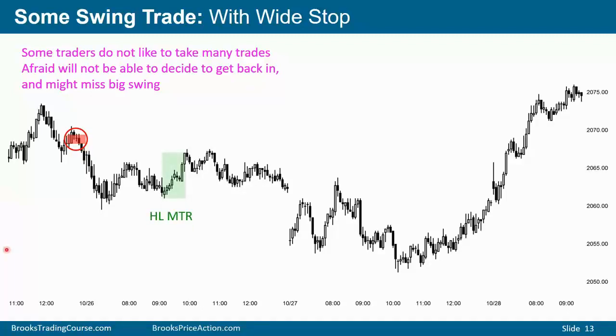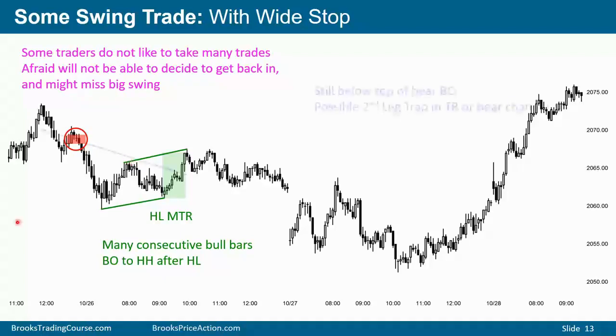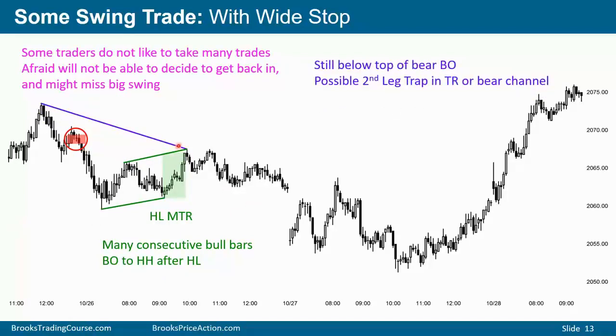Higher low, major trend reversal. The market went always in long. We broke above a high here. But then we started to reverse down, and it's still below this high and certainly still below that high.